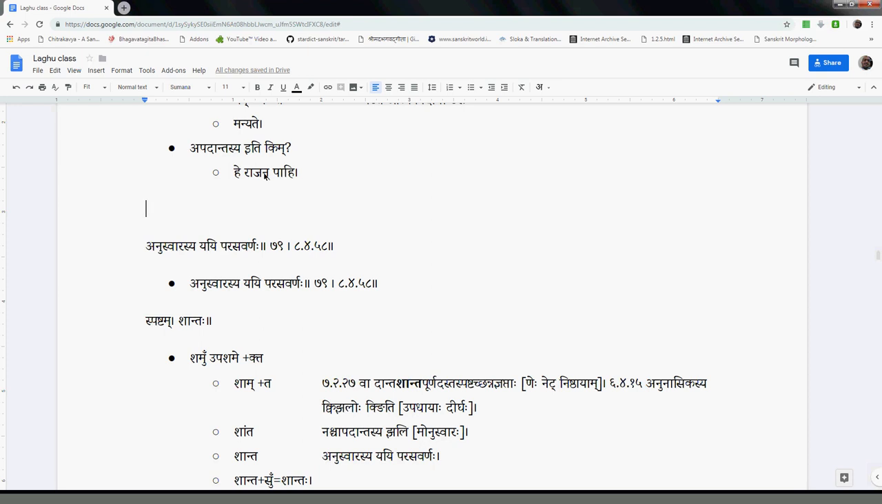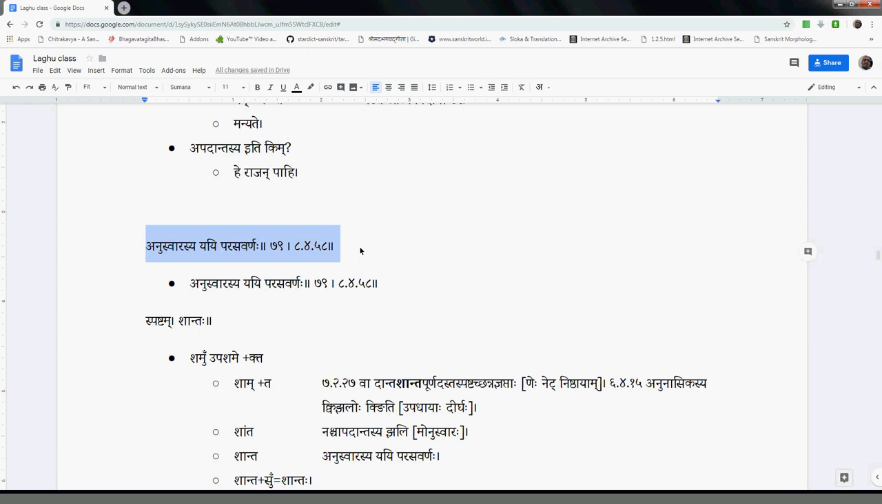Anuswara Adesha Bhavati. Here it is Padanta Nakara, not Makara, and if Apadantasya had not been added in this sutra, Nascha Padantasya Jhali in this sutra, then this Nakara would have become Anuswara. And since Apadantasya is there, this Nakara is not a Padanta Nakara, is not a Apadanta Nakara, therefore it does not take Anuswara Adesha.